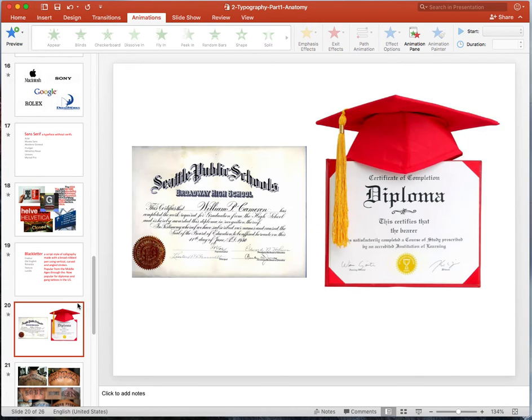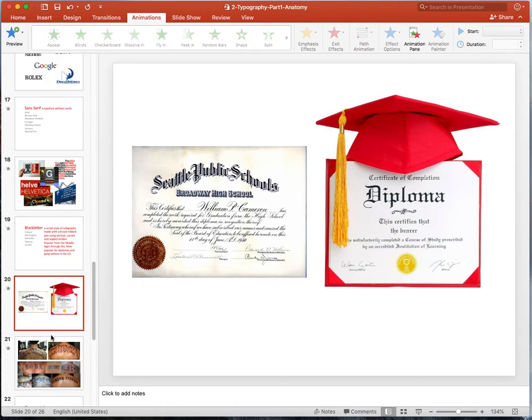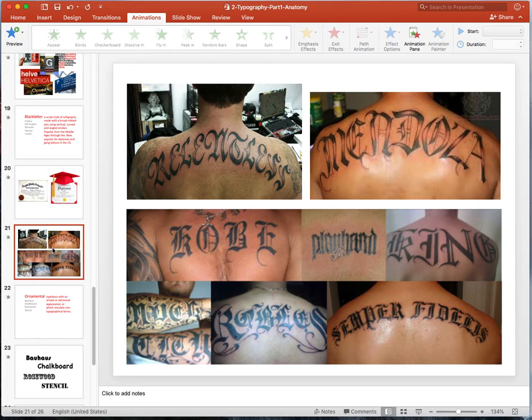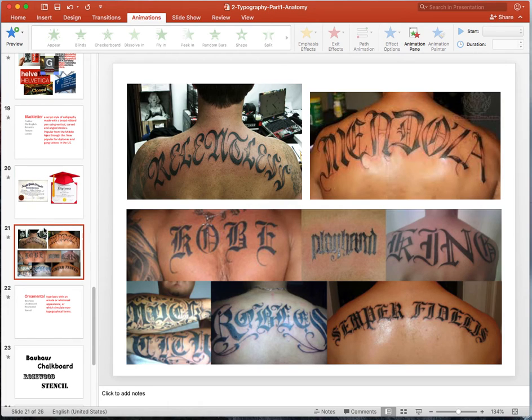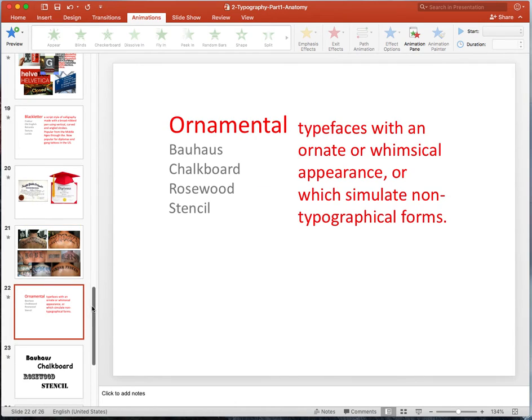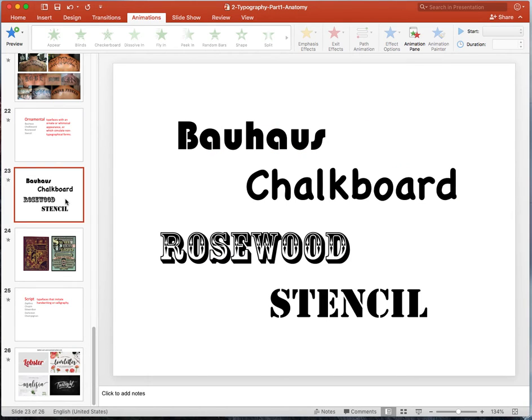Okay, here are examples. Diploma, and here are examples of gang tattoos. You will notice it is very difficult to read. If you ever use this, and I'm not quite sure why you would, I'm certainly not encouraging you, but if there ever is a reason to use it, use upper and lower case, because other than that, it's very difficult to read. Ornamental, exactly as it sounds, it is ornamental.